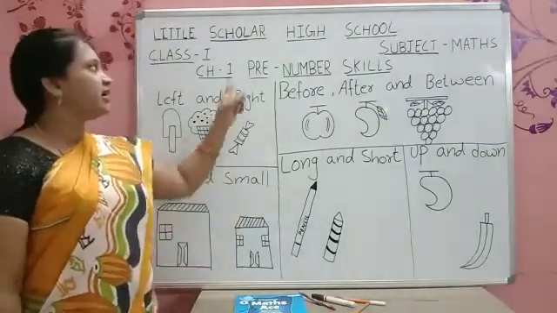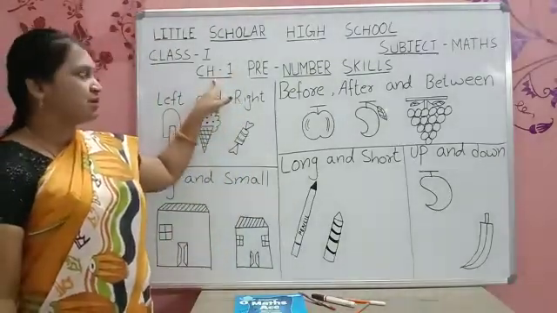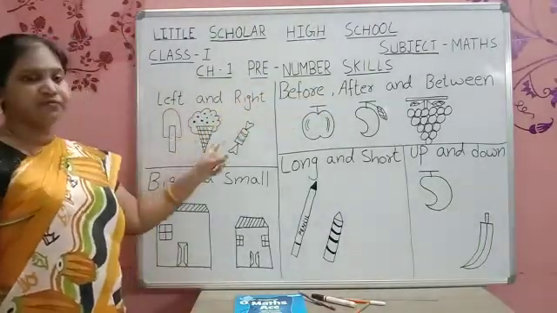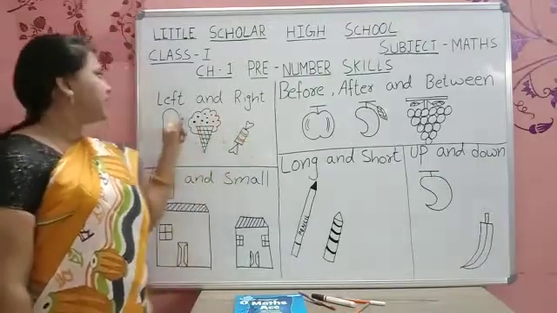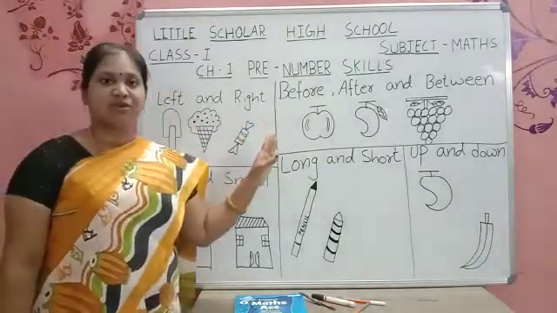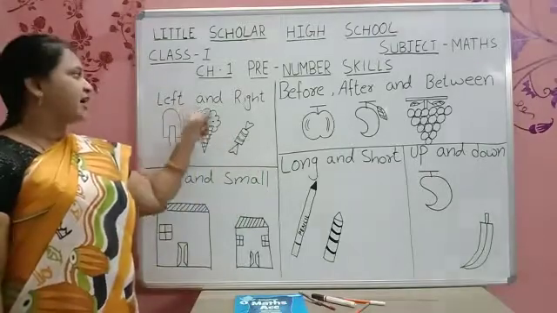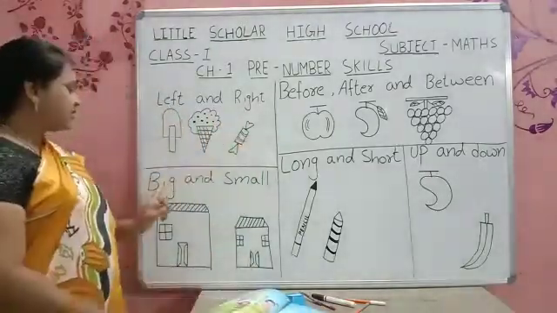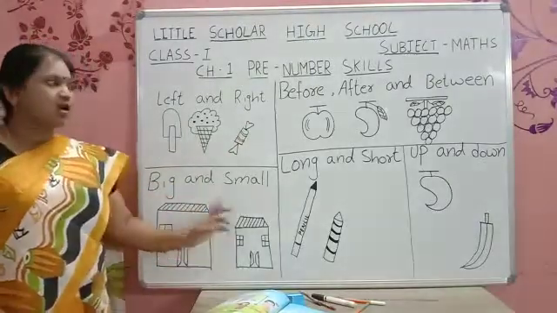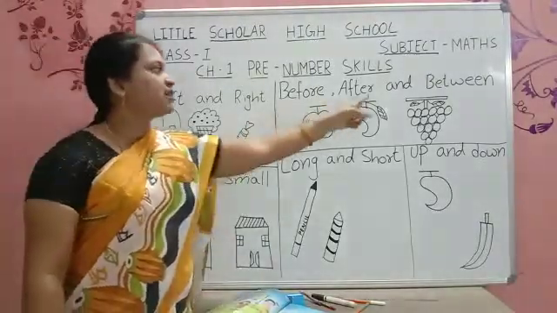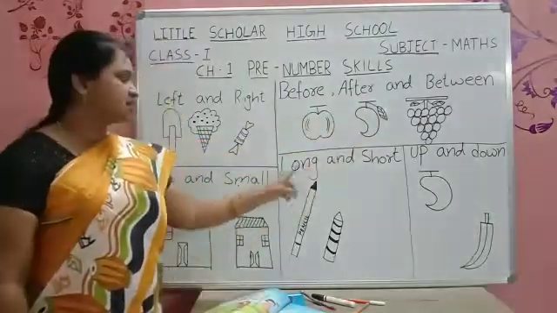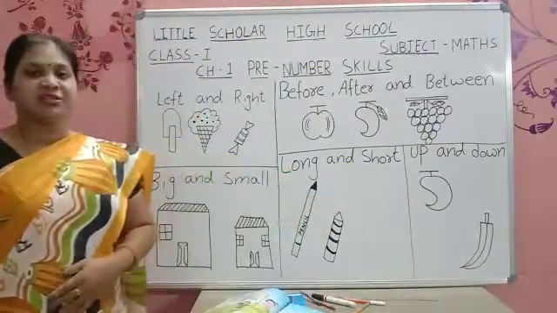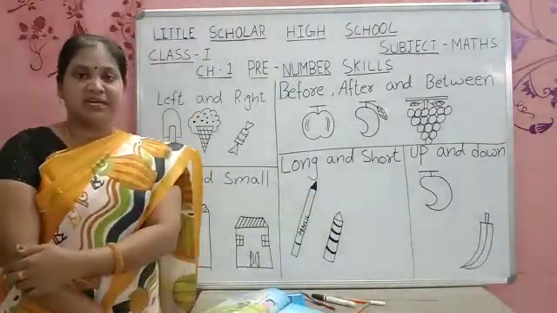So write very neatly. First write the chapter name, chapter 1, and write the headings. Draw a few comparisons. Yes, children, like this you should draw in your classwork also. Write left and right and draw a few comparisons. Then write big and small and draw a few comparisons. Draw before, after and between. Like this, long and short, draw. Up and down, draw. Is it clear, children? You all should draw this very neatly.